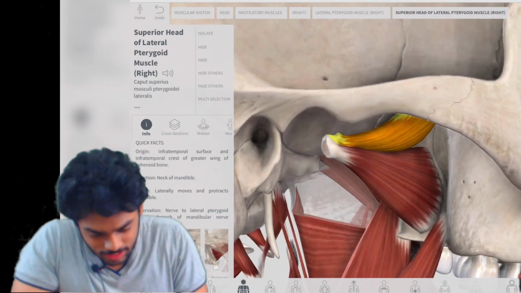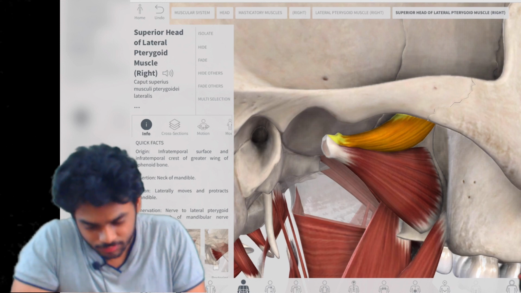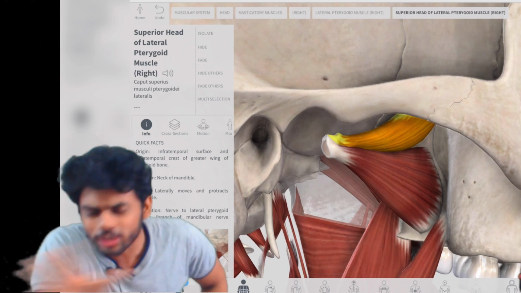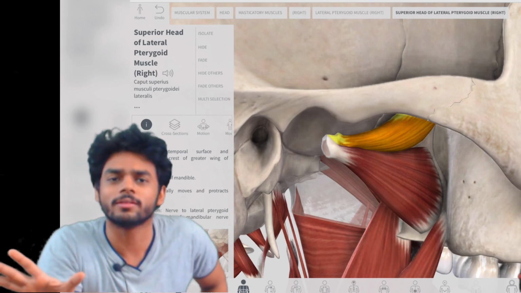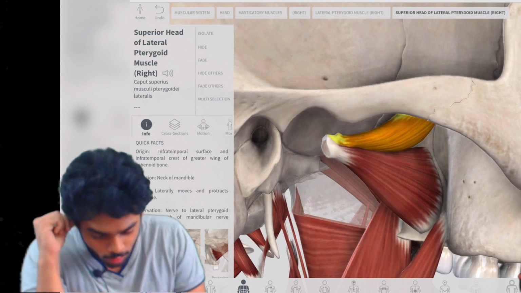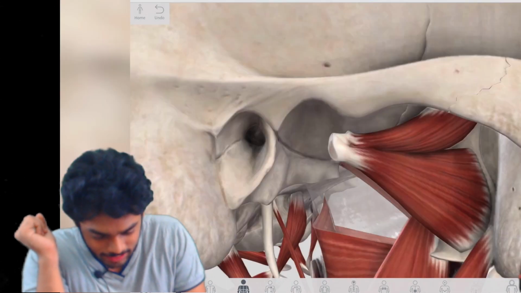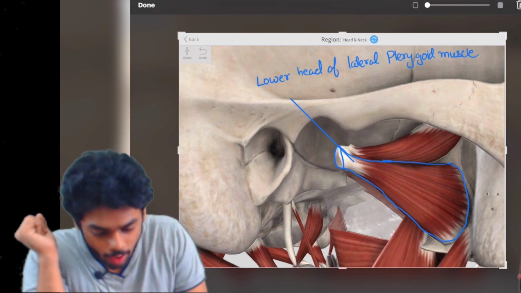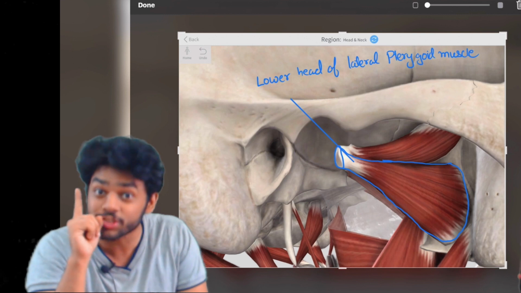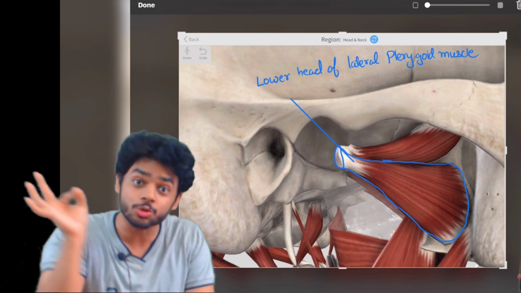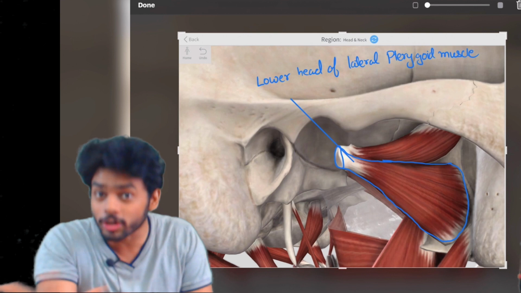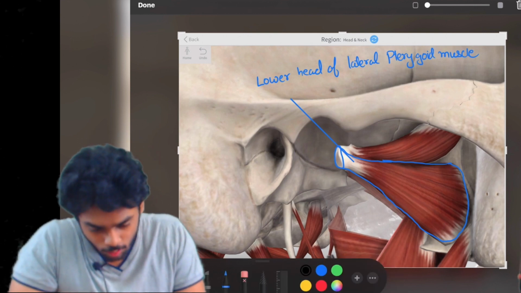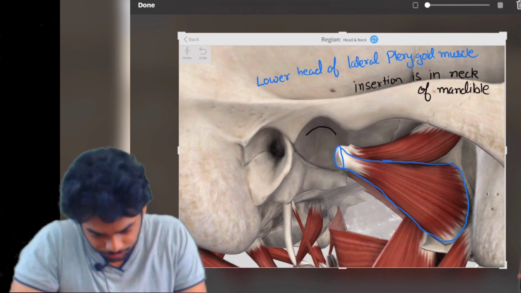Now we have some more structures. Let me show you the superior head of the lateral pterygoid. This superior head is not attached to the lateral pterygoid plate. So we will not focus on the superior head, but we will focus on this part. This is the lower head of the lateral pterygoid muscle, which is attached to the lateral pterygoid plate. The superior head is not attached to the lateral pterygoid plate. We will study that later.